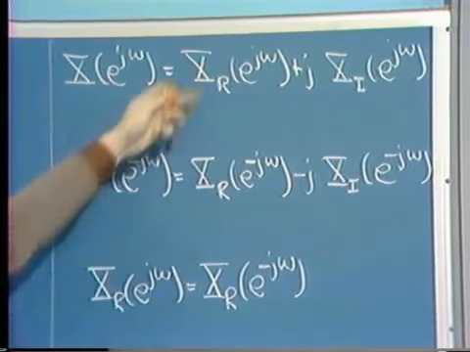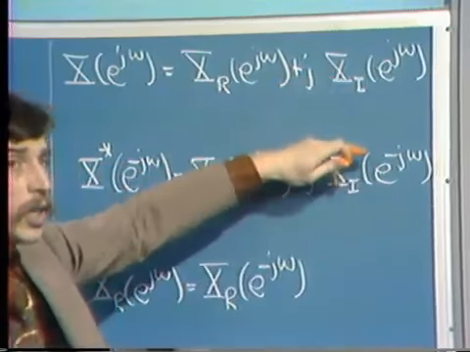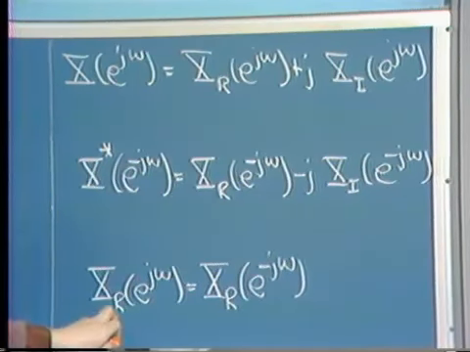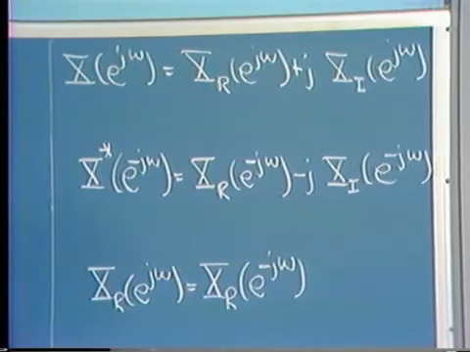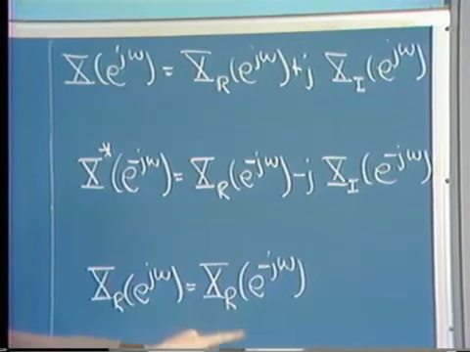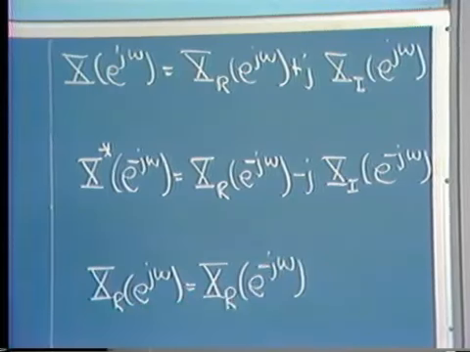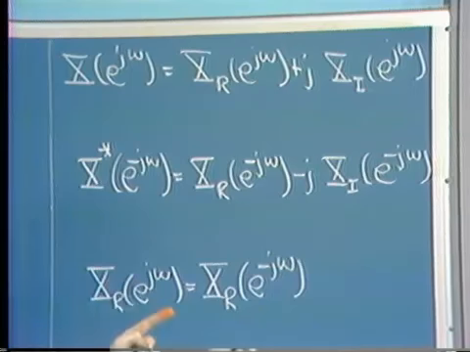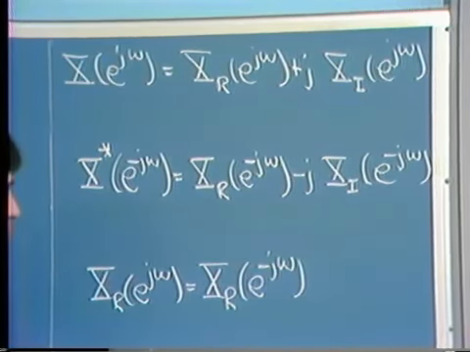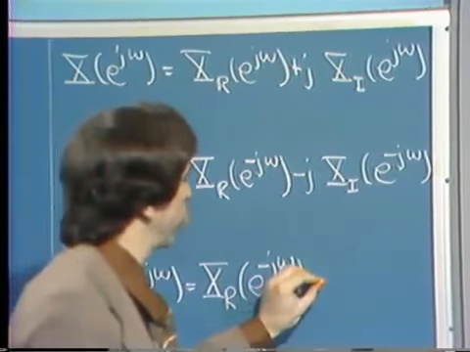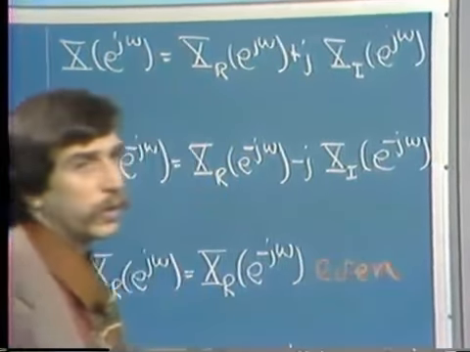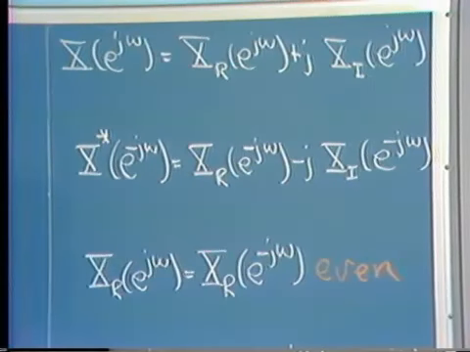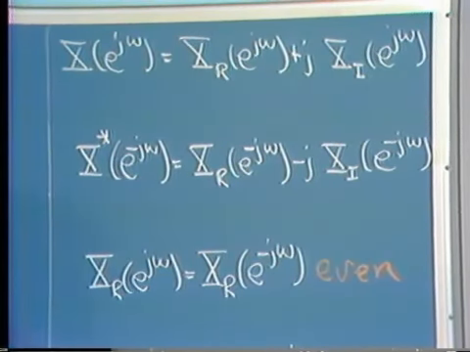Well, if these two are equal, then these two are equal, and so are these. The real part of x of e to the j omega must be equal to the real part of x of e to the minus j omega. In other words, the real part has to be the same if omega is replaced by minus omega. That means then that the real part of the Fourier transform is an even function of omega, meaning that if we replace omega by minus omega, then the real part doesn't change.